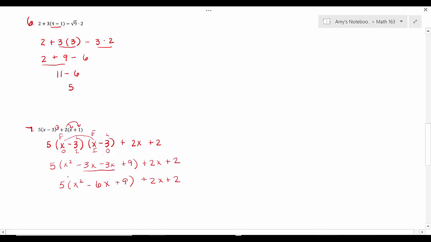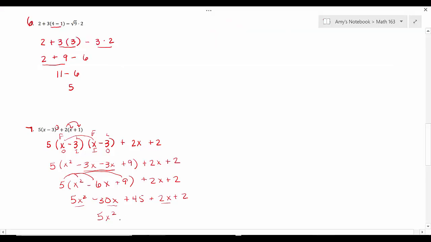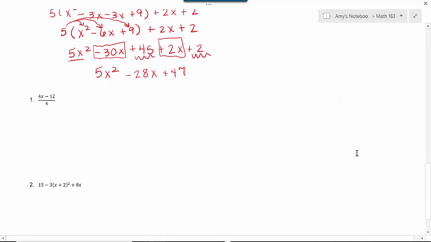Next, I need to distribute my 5. So 5x squared, negative 30x, positive 45. Combine your like terms. I don't have any other x squareds. Negative 30x and positive 2x. Negative 28x. 45 plus 2 is 47. Sorry, it keeps renumbering, but hopefully you can just follow along.